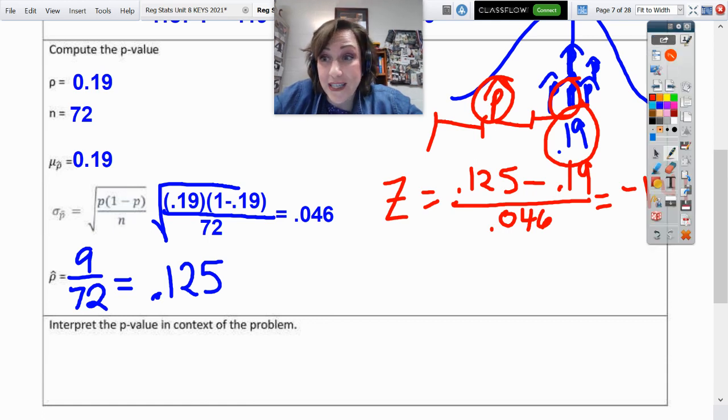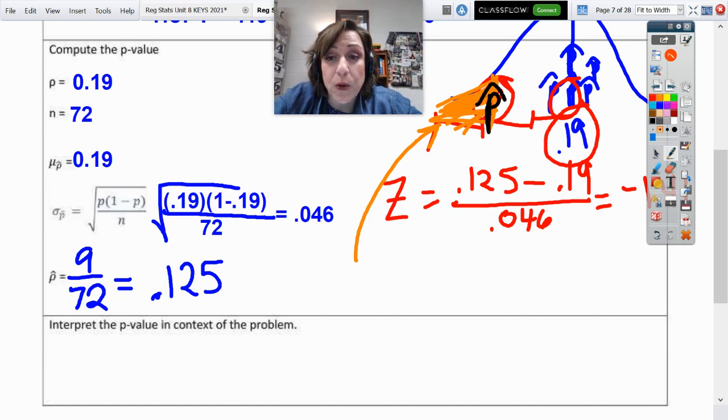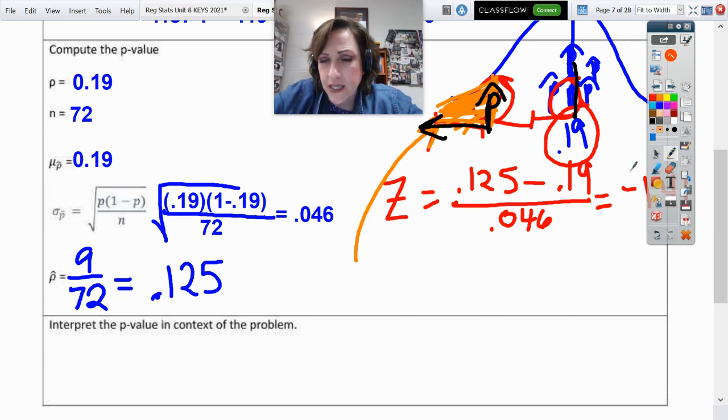Okay, so guess what? Remember what we did after that? We computed the probability of going lower, and this is called the p-value. That is the p-value. It is the probability of getting that sample or something more extreme if the data is centered where you say it should be centered. Okay, so that's our p-value. That's why it's so important to understand what that is.